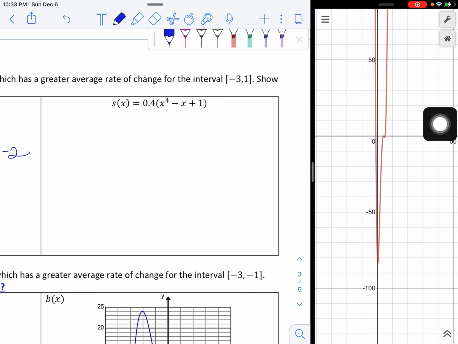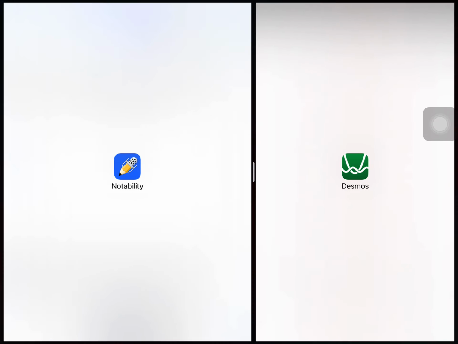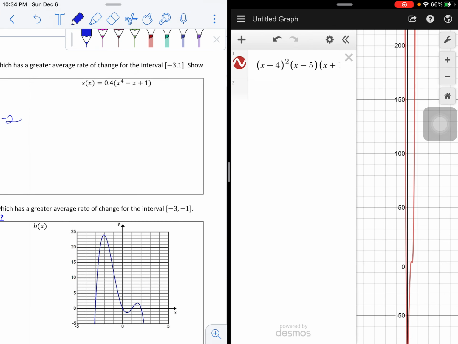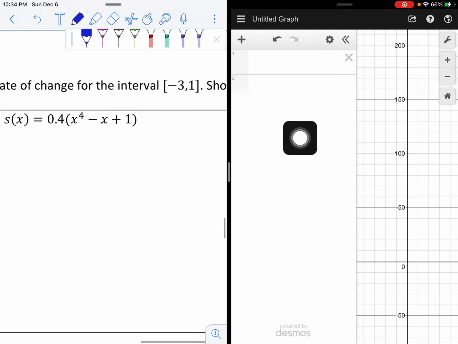There we go. All right. So if you watch the third video, I was using Desmos for a specific problem, so let me delete that out. Let me see if I can get my graph going here. So what I'm going to do in Desmos is write this expression. Let me zoom in a little bit better. There we go. I'm going to put this expression into Desmos.